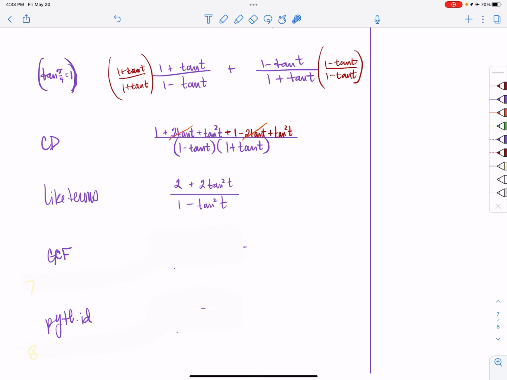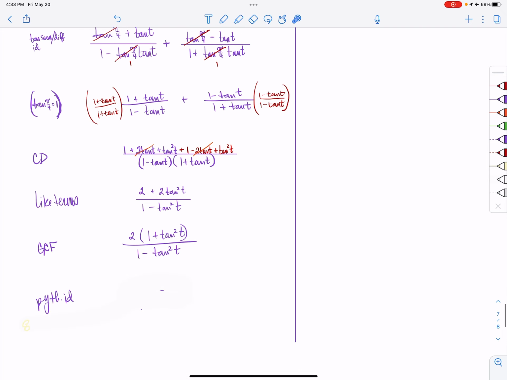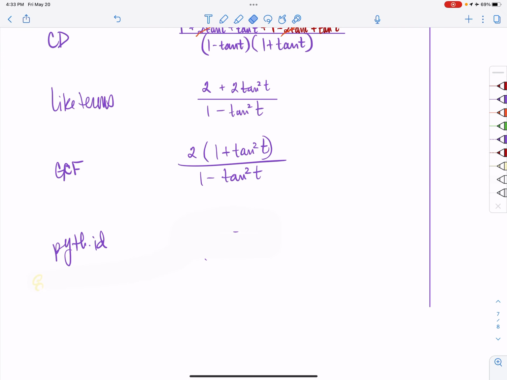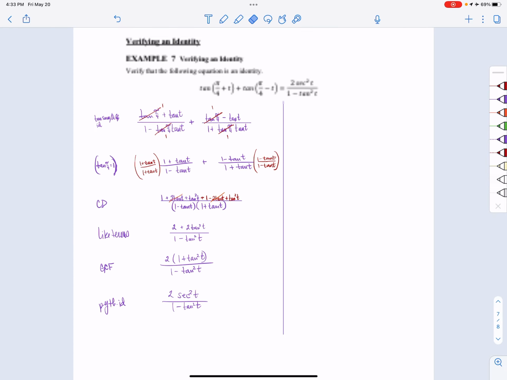If I use my Pythagorean identities, this one up here is the same thing as secant squared. Now, before I go any further, let's remind ourselves where we're trying to get to. We want a 2 times secant squared on top. We want 1 minus tan squared on bottom. The bottom already matches. I don't want to mess with this at all. I already have the 2. I don't want to mess with that either. But my 1 plus tan squared, if I can turn it into a secant squared, then everything will match. So that's the last step, is simply to use my Pythagorean identity. And now the two sides match each other.